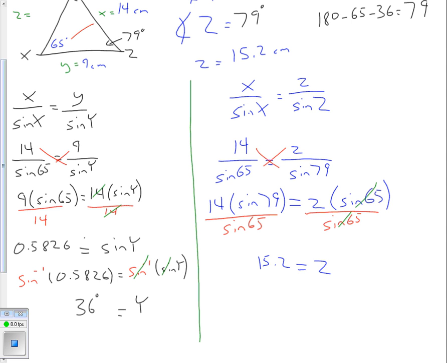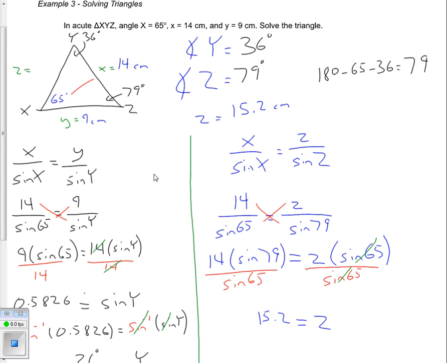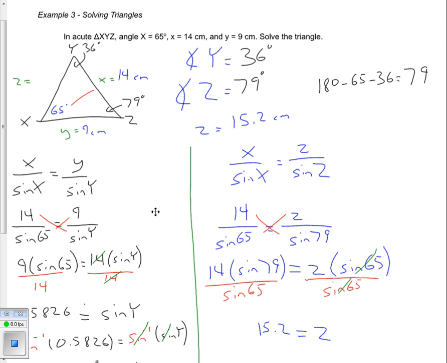So now what I've been able to do, using the sine law, as well as understanding that all three inside angles of a triangle equal 180 degrees, is I have solved this triangle. So I now know the length of all three sides, and I know the value of all three angles of this triangle.